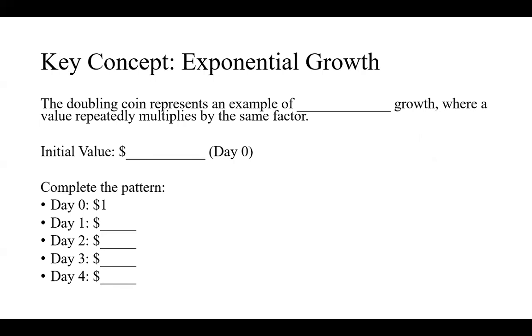Let's see. The doubling coin represents an example of what? Anyone? What kind of problem did I just say we're going to do? Exponential. It represents an exponential. It represents exponential growth.